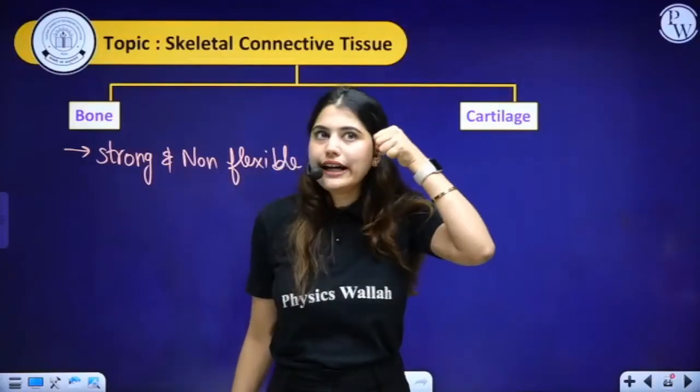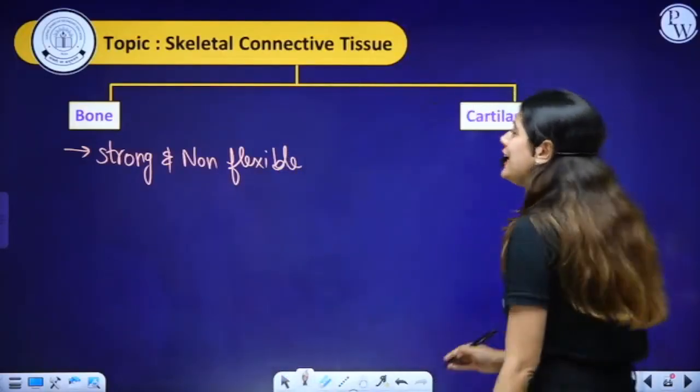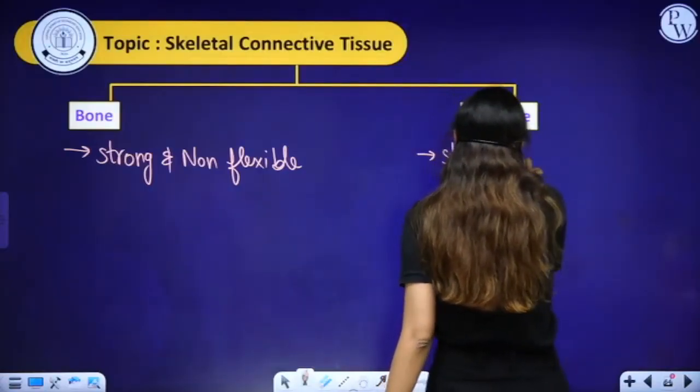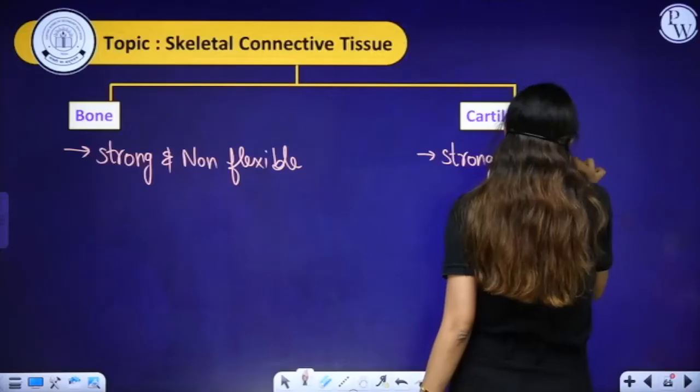What about cartilage? Cartilage is present at the tip of the nose, in your ear. Are you able to bend it? Yes. So are they flexible? Yes. So I can say they are strong and flexible.